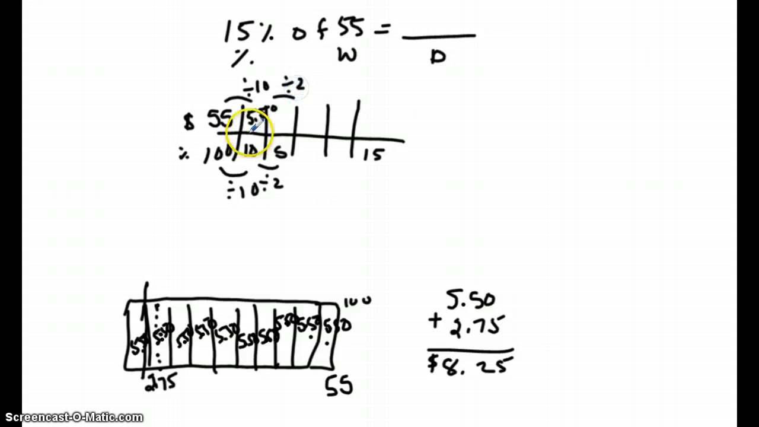If at one point you did not understand what 550 divided by 2 is, you could put that in your calculator. Then you have 275. Then in order for me to get 15%, I'm going to add 10 plus 5 to make my 15. And I'm going to add together $5.50 plus $2.75 to again get $8.25.